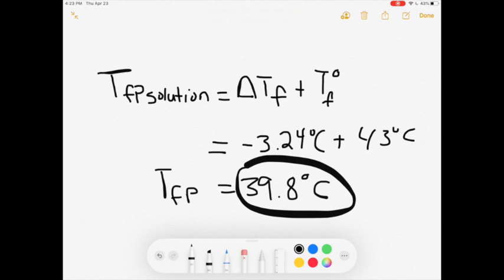So that's why they put salt on the roads when it's cold and there's a chance of freezing. We're trying to lower the freezing point of the water. So that's why they salt the roads.